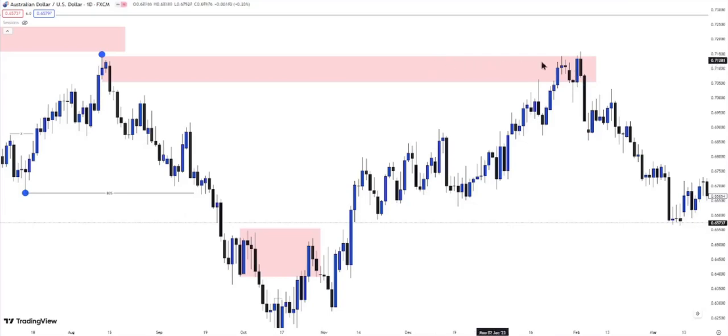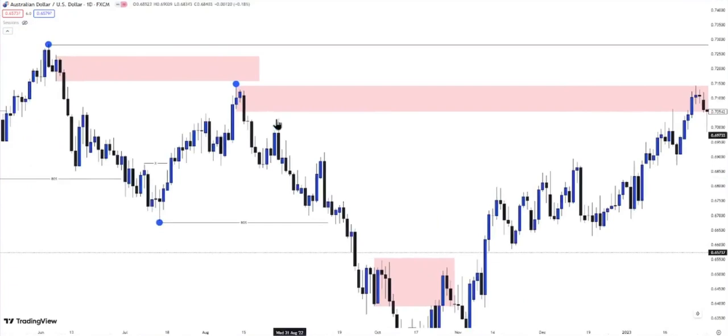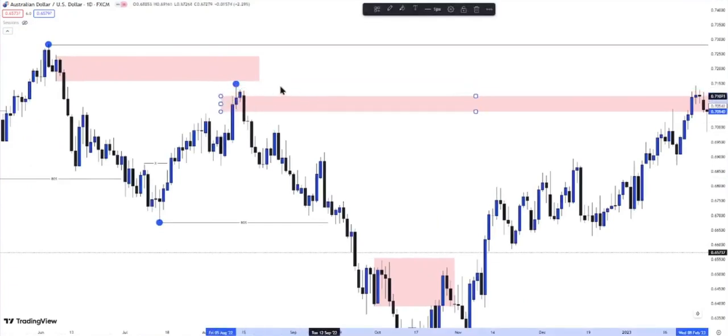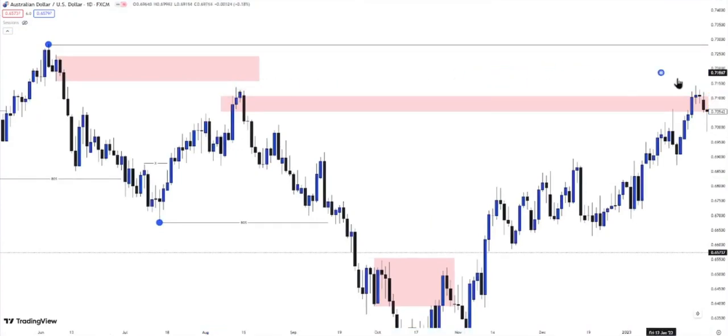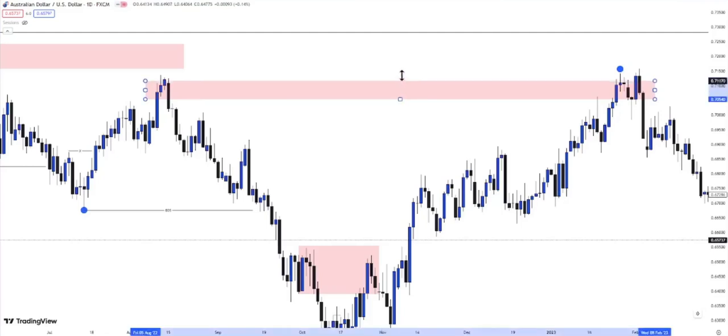And whenever this happens, what do you do? You need to transfer this high to this point. This becomes your new high, because liquidity has already been taken from this high.